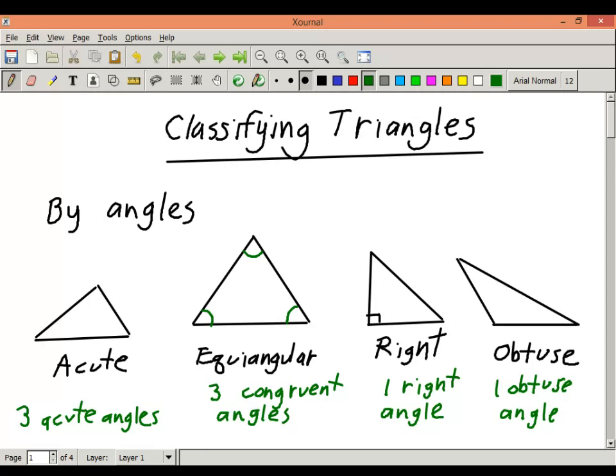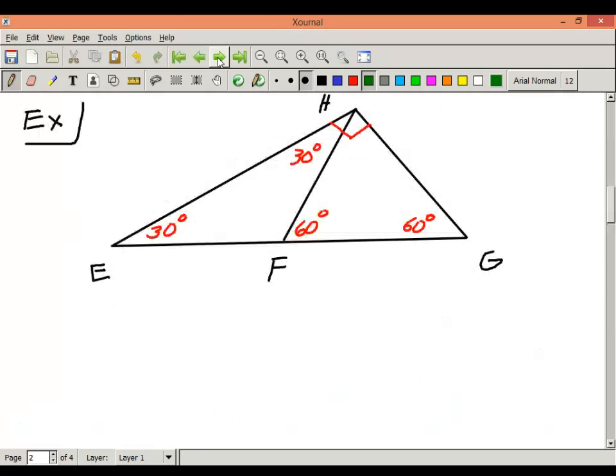All right, so there you go. That's the four ways to classify triangles based on their angles. Let's look at a couple of examples here, and then we'll look at another way to classify triangles. So what you see here is a triangle, actually several triangles. You have three altogether, and some angles that are given.